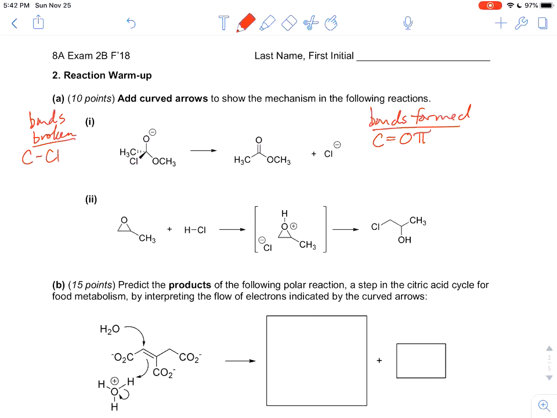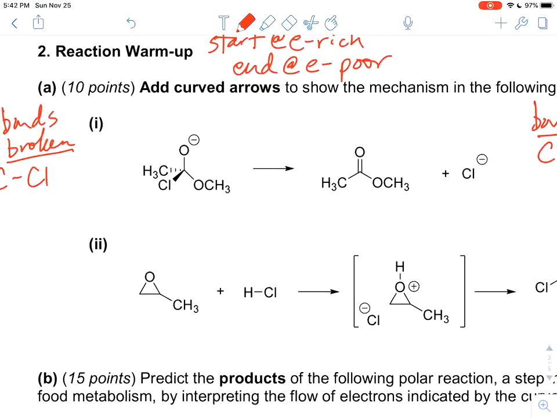We're going to start at the most electron-rich region. This might be just a simple lone pair, or it might be a pi bond, or it could be a negative charge, which is kind of the same thing as having a lone pair. We're going to make sure that we're ending at a more electron-poor part, which is maybe harder to see from the beginning.